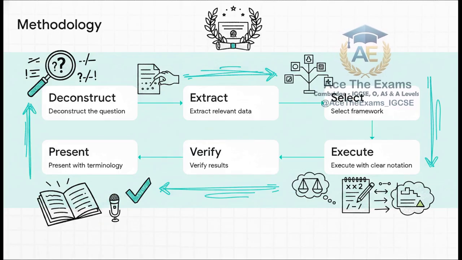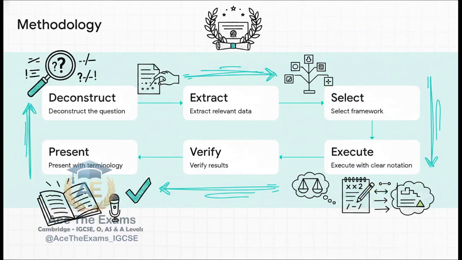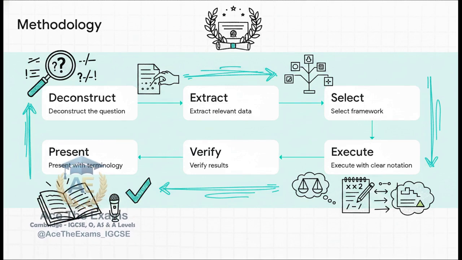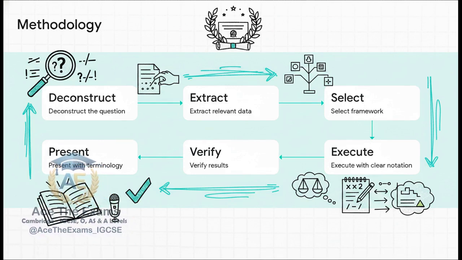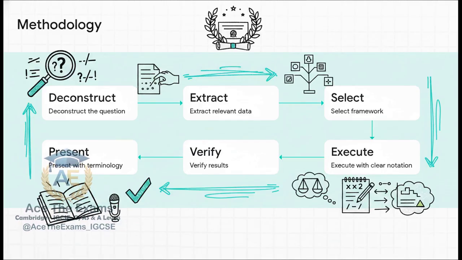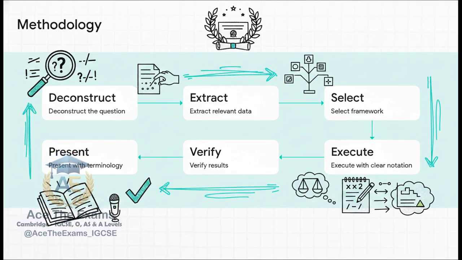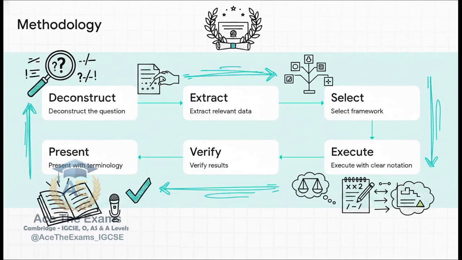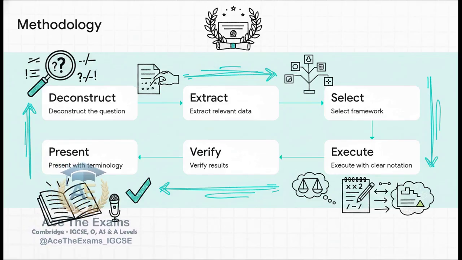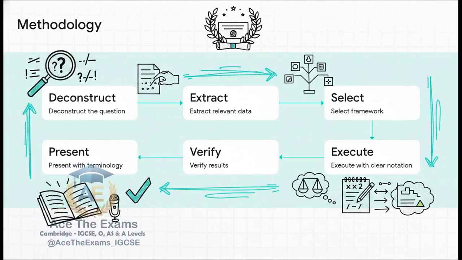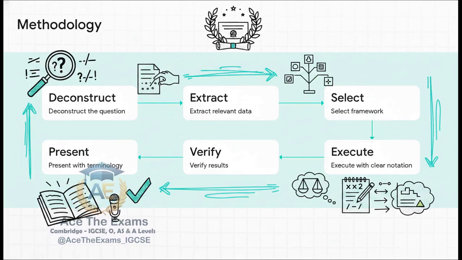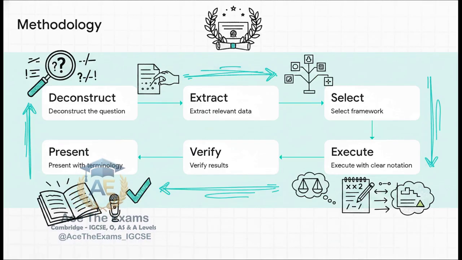Underline the command words and the contextual constraints. Step 2, extract the data from the provided Afrikaans text. Don't just skim it, mine it for evidence. Step 3, select your analytical framework. Are you arguing cause and effect? Are you comparing and contrasting? Decide before you write. Step 4, execute with clear notation. Step 5, verify your results. Does your conclusion actually answer the prompt? And step 6, present correctly. By following this sequence, you are proving to the marking desk that you are engineering an answer, not just guessing and hoping something sticks.